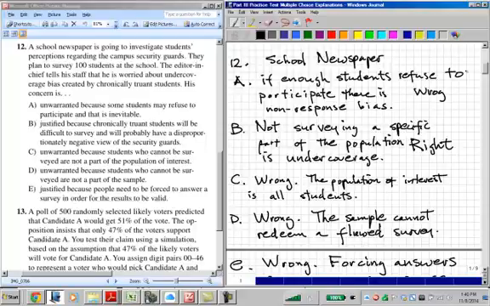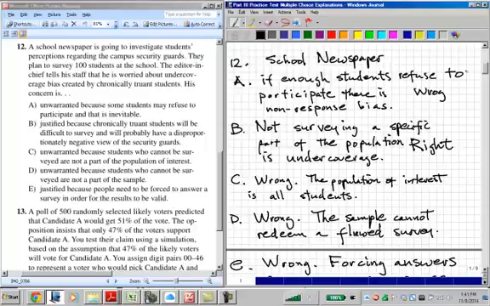B, justified because chronically truant students will be difficult to survey. Not surveying a specific part of the population is undercoverage, so B is right. C, wrong. Unwarranted because students who cannot be surveyed are not part of the population of interest. The population of interest is all students, including those who are chronically truant.